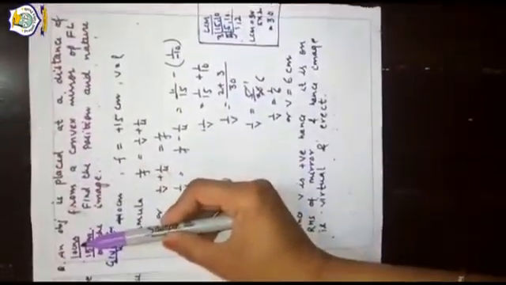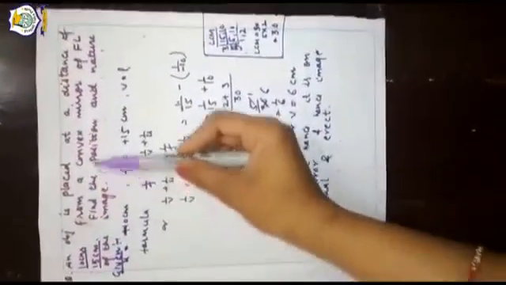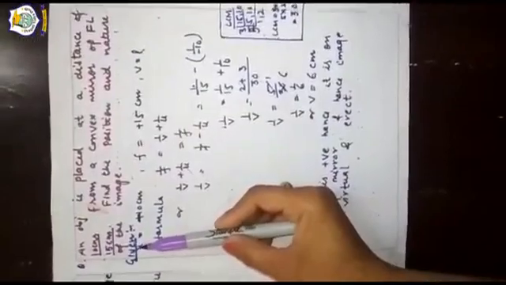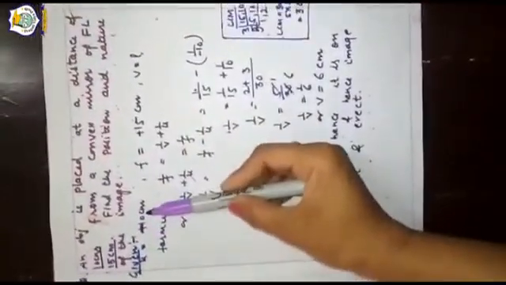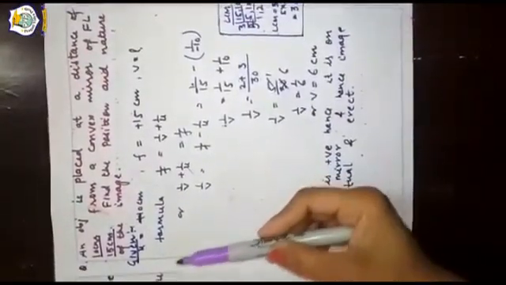An object is placed at a distance of 10 centimeter from a convex mirror of focal length 15 centimeter. Find the position and nature of the image. First of all, in every question we have to write the given. Here u is minus 10 centimeter. As I told you, u is always on the left side, hence it is negative.